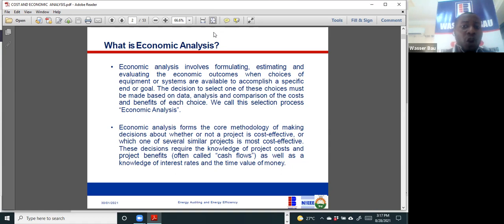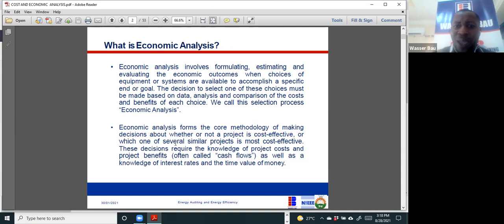This economic analysis forms a core methodology of making decisions about whether or not a project is cost effective, or which of several similar projects is most cost effective. Sometimes the projects are all cost effective, they are all good, but how do you decide which one has a better effectiveness? It is this economic analysis that will help you. By the time you analyze those choices economically, it will be clear to you that A or B is giving you a higher return on investment.